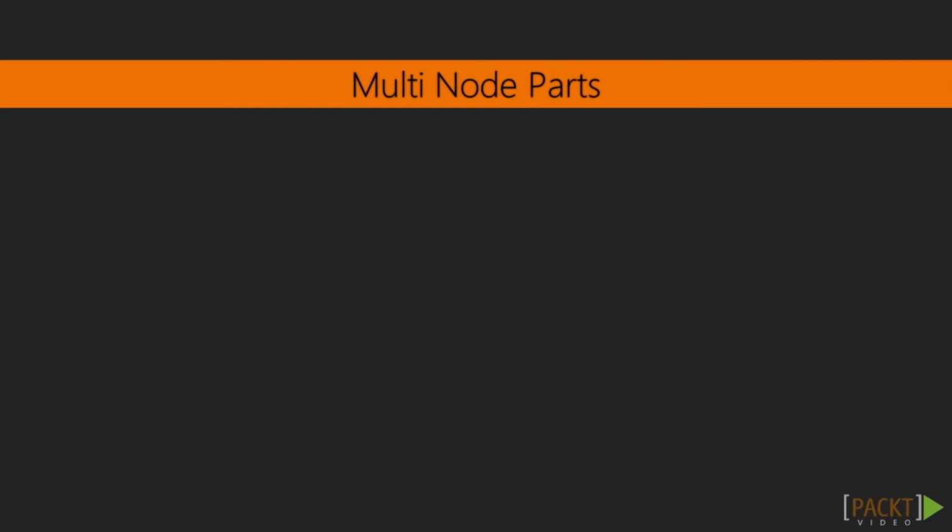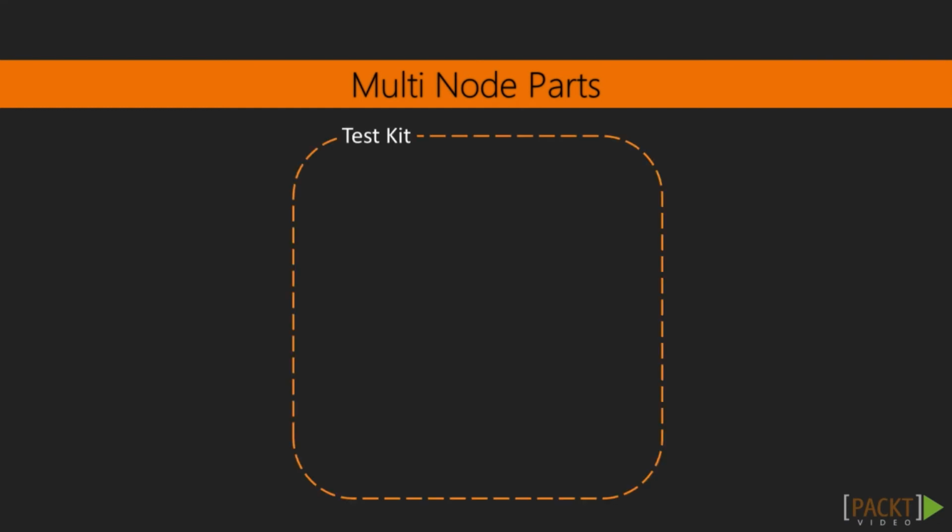First, let's discuss the main parts in the multi-node testing kit. We have three main parts. The test conductor is the basic part of the multi-node testing kit. It is used to coordinate the nodes participating in the test.